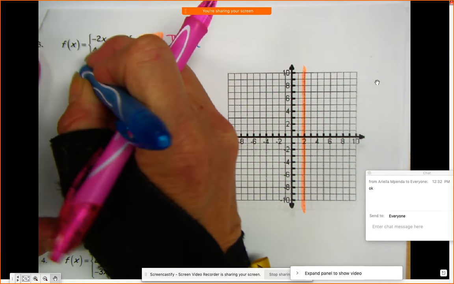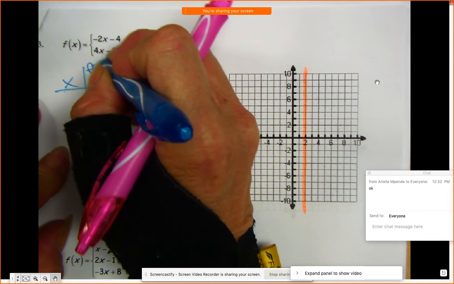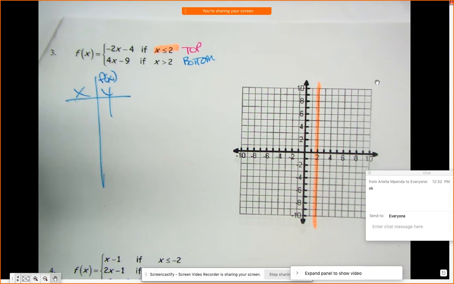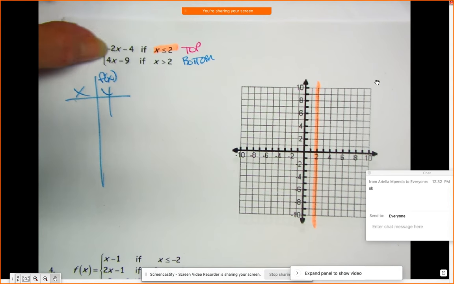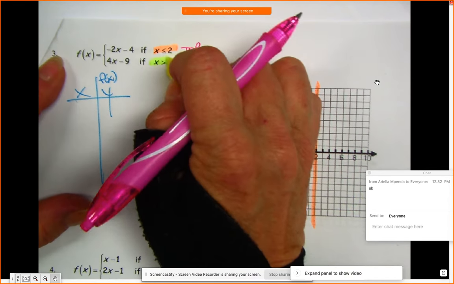Now I'm going to put a table of values, and I know I'm putting y. Well, y is interchangeable with f of x. They mean the same thing. It's just a fancy-dancy way of writing y. So y equals either that or y equals this, depending on what you have for your domain. Okay, I'm going to do the bottom one in yellow.